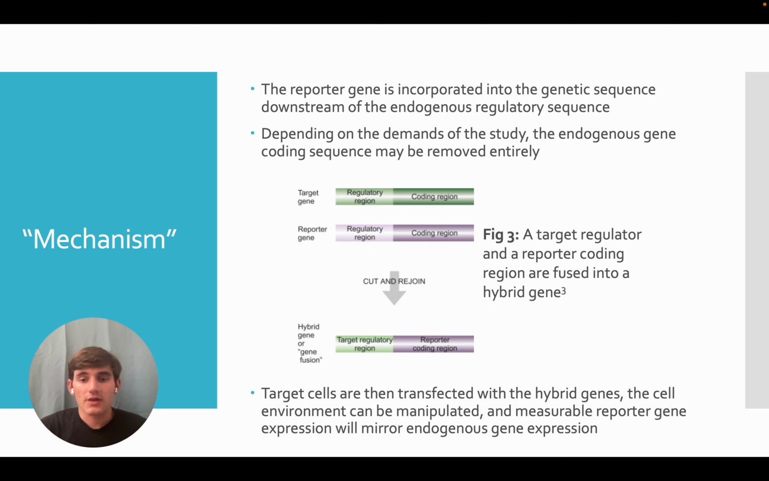This is shown here in this figure as a target regulator is cut out from its endogenous coding sequence, and it is attached to the coding sequence of a reporter gene. So the reporter gene is now fused with the endogenous regulatory sequence. As a result, it will be expressed just like the endogenous coding sequence would normally be expressed. As this is summarized below, target cells are then transfected with the hybrid genes, and the cell environment can then be manipulated based on whatever study you're doing, and the measurable reporter gene expression will be easily detected just like it was the endogenous gene.